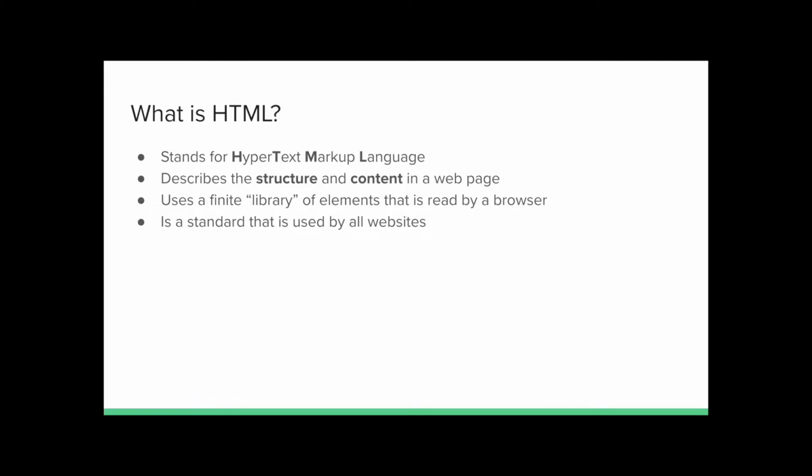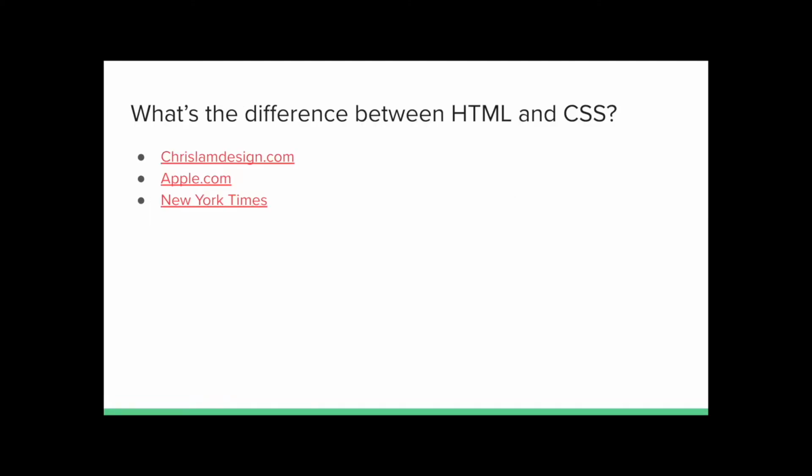So there's quite an extensive library of HTML elements. But as you'll see in this next part of this lesson, most websites rely on a small number of tags, and you don't need to master all that many to really be able to build a functioning website. So I want to look at three examples: my own design website, the Apple website, and the New York Times website. And I'm going to use these three examples to really illustrate the difference between HTML and CSS.